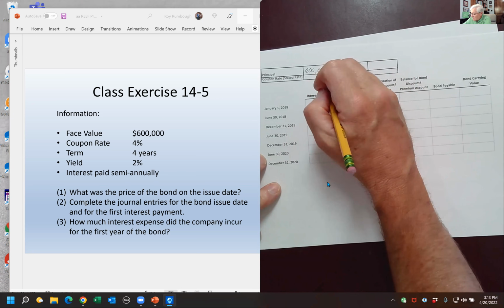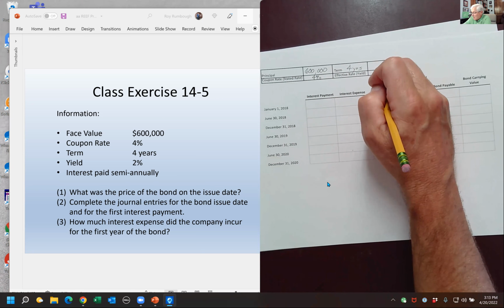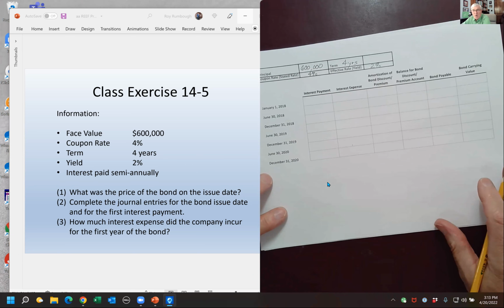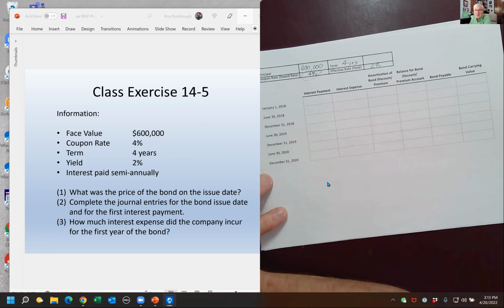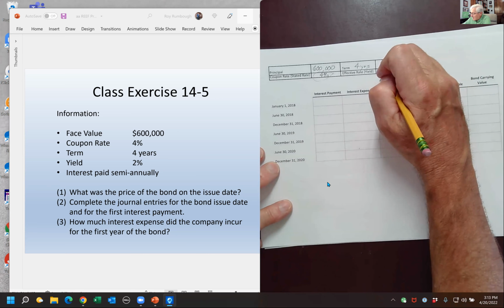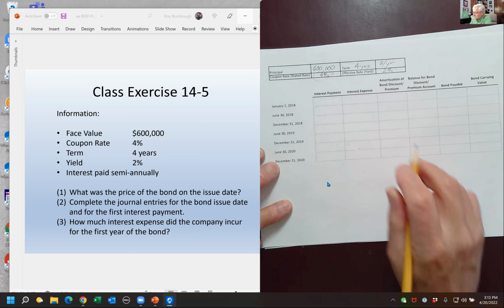Coupon rate, 4%, but the market rates are down, only 2%. Therefore, we're paying more. We're going to receive more than 600,000. It's compounded semi-annually, so twice a year. So that's going to be n equal 8.